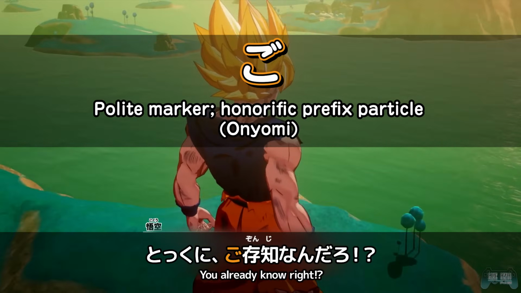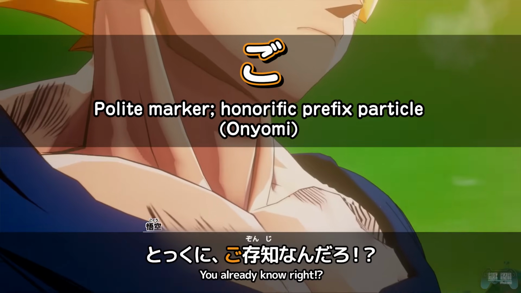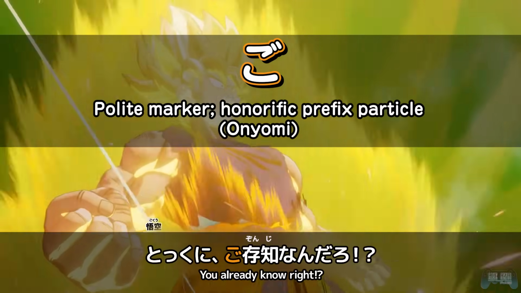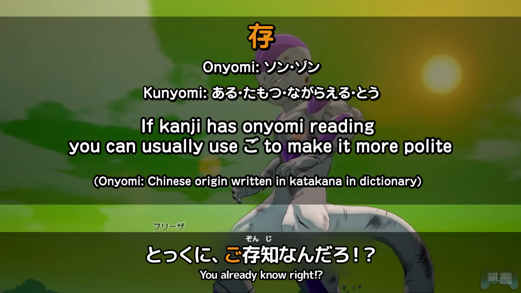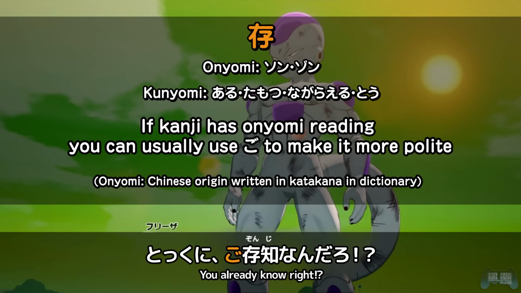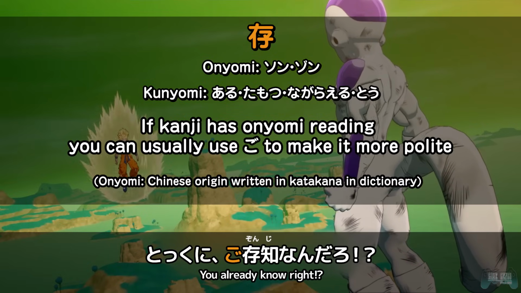And so next is go, the other honorific prefix that is mostly used before onyomi or Chinese readings of words. And so just like what I said for the kunyomi readings, if you want to find out if a word is kunyomi or onyomi, the reading, then all you need to do is look at the dictionary and it should be written in either hiragana or katakana. If it's written in katakana, that means it kind of has an element of foreignness to it, and that means it's a Chinese origin word.